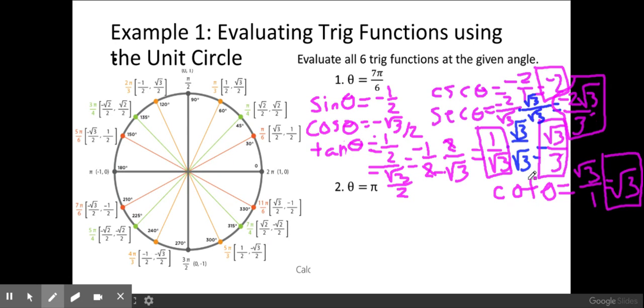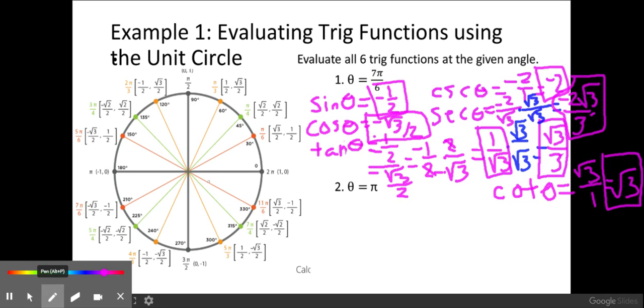All right, and it looks a little chaotic, but here I have sine is -1/2, cosine is negative square root 3 over 2, tangent square root 3 over 3, cosecant is -2, secant -2 square root 3 over 3, and cotangent is the square root of 3. So now we're going to do the same thing for pi. So pi, if we find that on our unit circle, is right here. -1, 0 is the point.